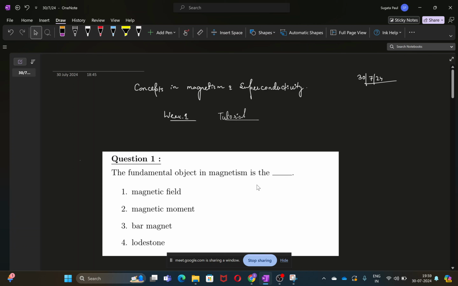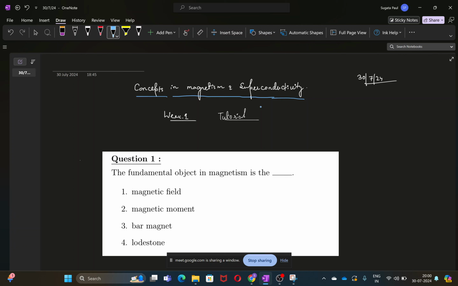So hello everyone. This is our tutorial number 1 for the NPTEL course Concepts in Magnetism and Superconductivity. As you know, this is the first tutorial of this course. You have probably already been given access to all the week 1 lectures, and this week's tutorial is mainly based on the topics that you have covered in the week 1 lectures of the course. So basically, I'll tell you what this tutorial will be about.